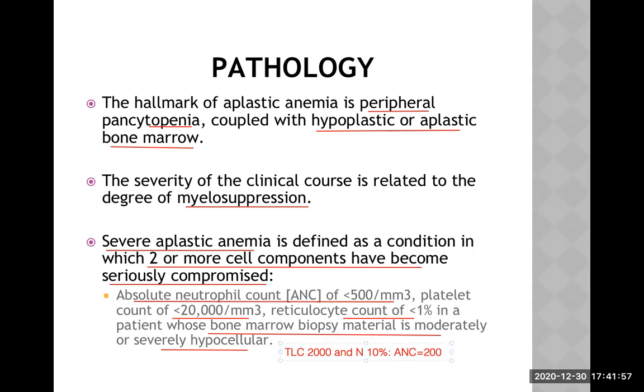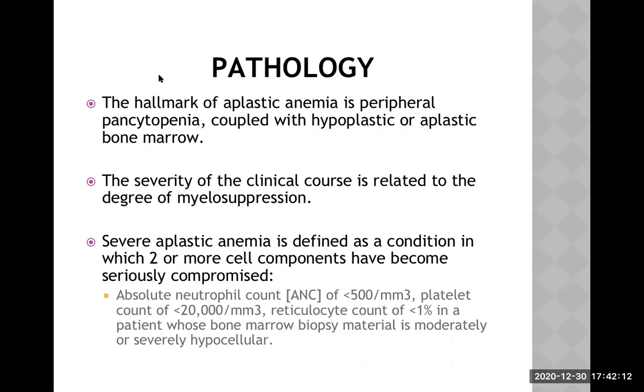I'm sure like this you can easily calculate. So in the exam, this may be asked as one of the important questions. If ANC is less than 500, the criteria for severe aplastic anemia is already met. So this is the point. Let's move on.